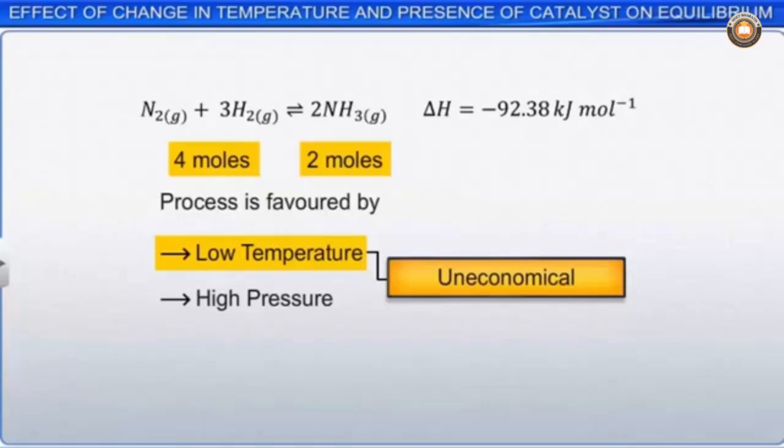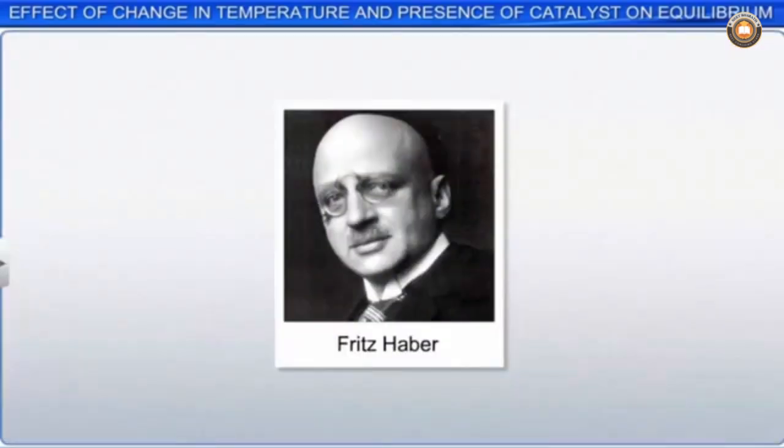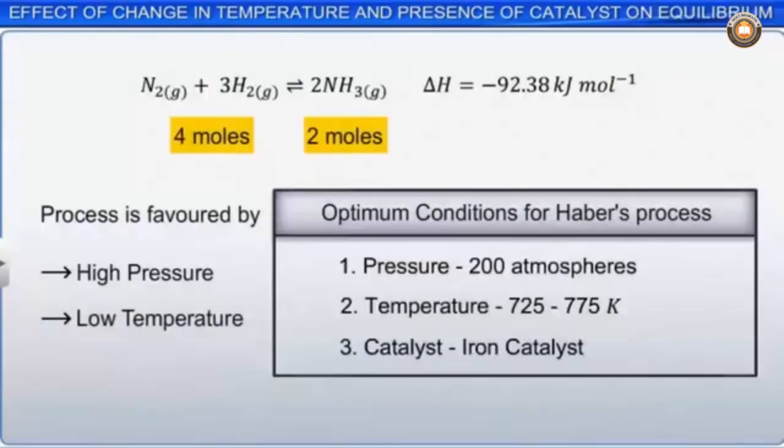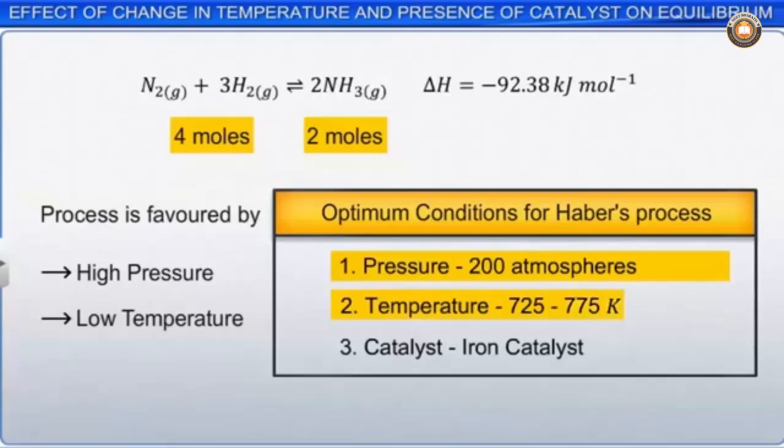High pressure gives a high yield of ammonia, but the higher the pressure, the greater is the cost and maintenance of the equipment. Fritz Haber, a German chemist, discovered that using a catalyst consisting of iron permits lower operating temperatures and a moderate pressure. Thus, the optimum conditions for the industrial method of the synthesis of ammonia by Haber's process are a pressure of 200 atmospheres, a temperature of 725 to 775 Kelvin, and an iron catalyst to speed up the reaction.